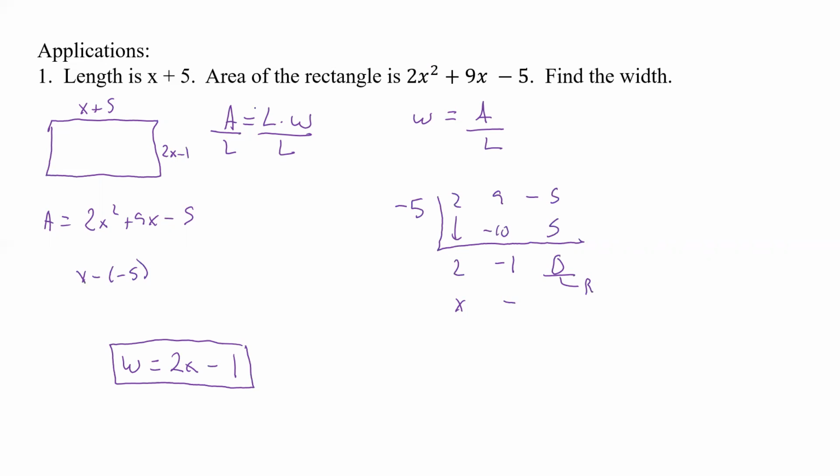Now, if we multiplied those two together, we better get the area. If we want to think about that for our check, we can say x plus 5 times 2x minus 1. So that's going to be a 2x squared, and a minus x, plus 10x minus 5. And so that's going to be a 9x, so 2x squared plus 9x minus 5. That checks, and so our check works.